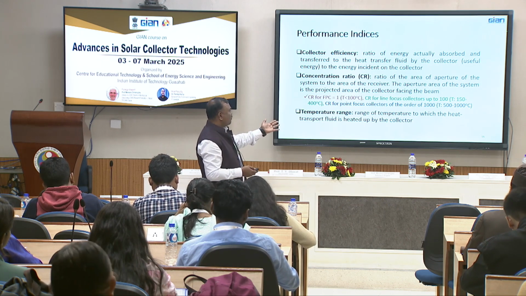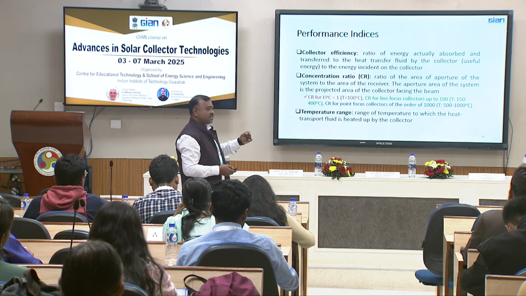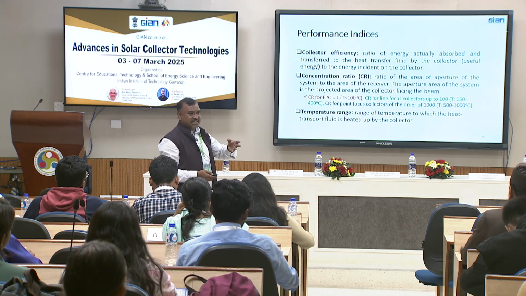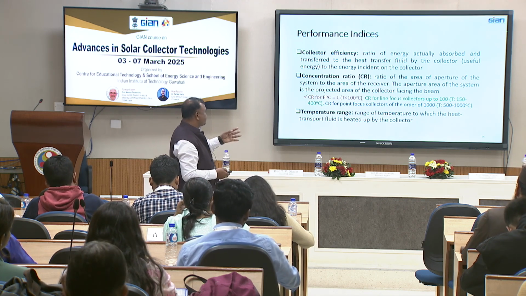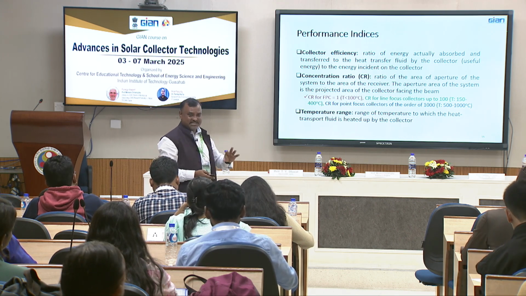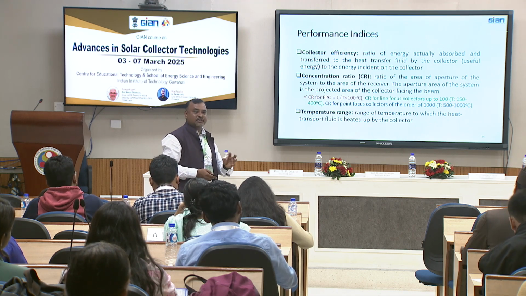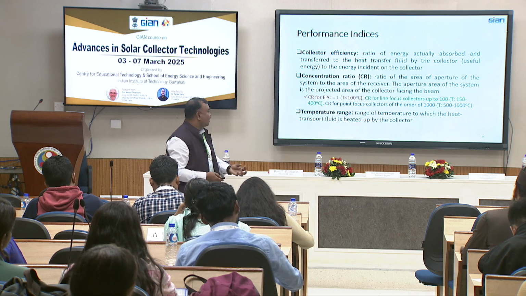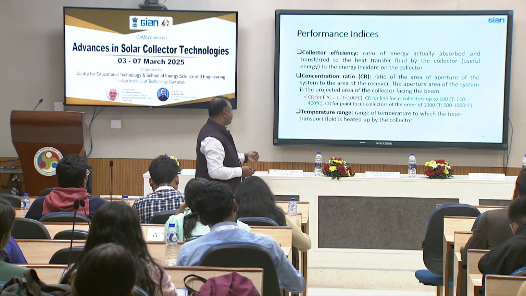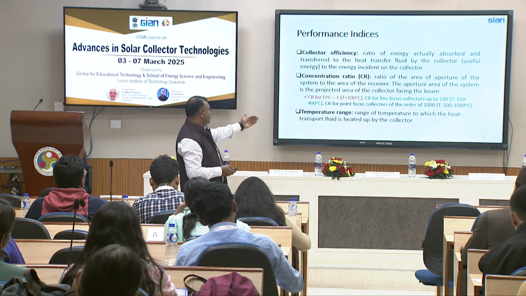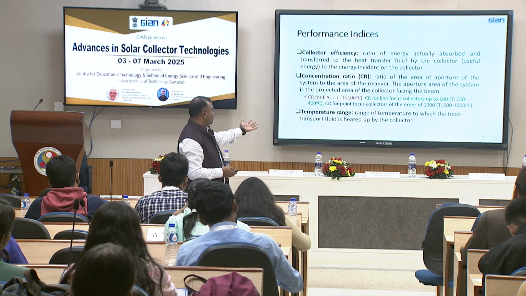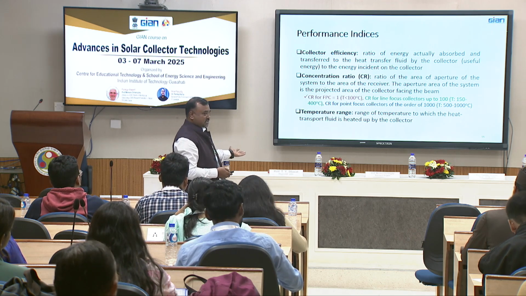But line focus systems are something like one axis tracking, and point focus systems are two axis tracking. So, you can actually track the beam radiation, and that is how we can intensify the radiation and generate high temperature. And of course, these concentration ratios are related to the temperatures.